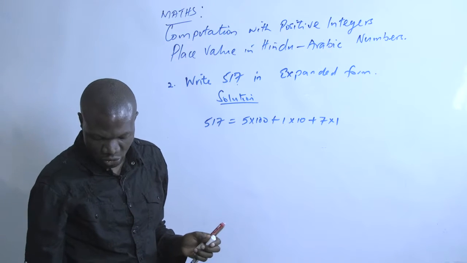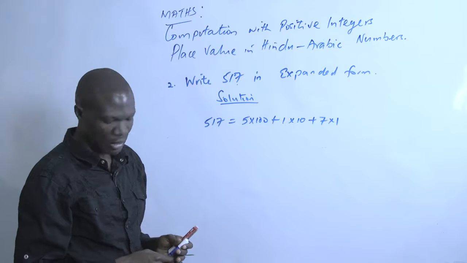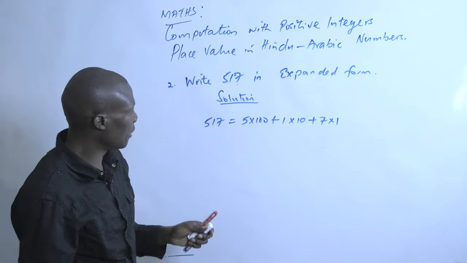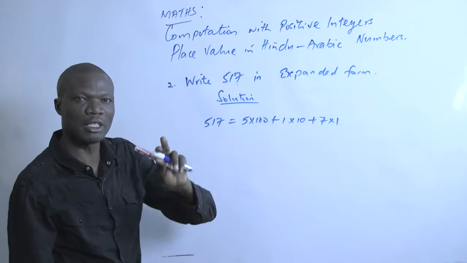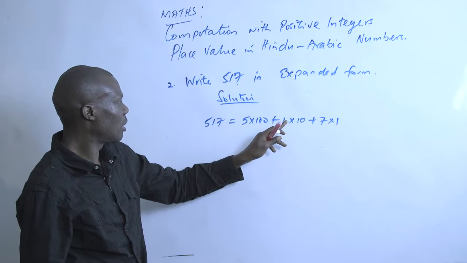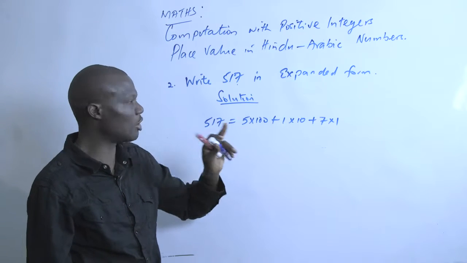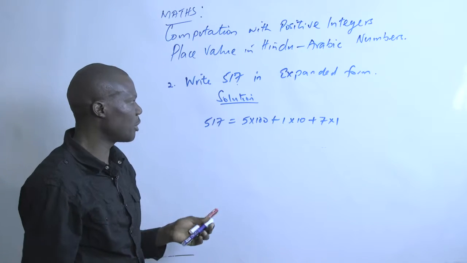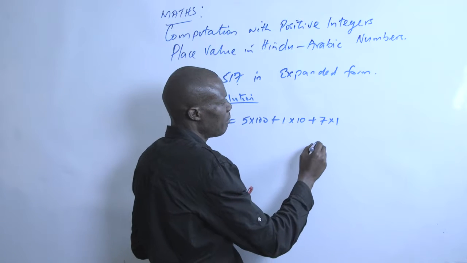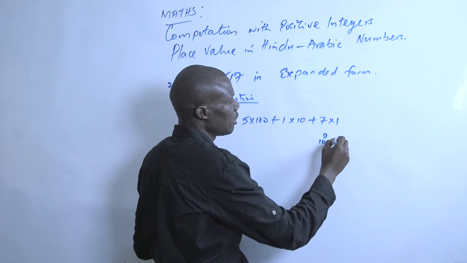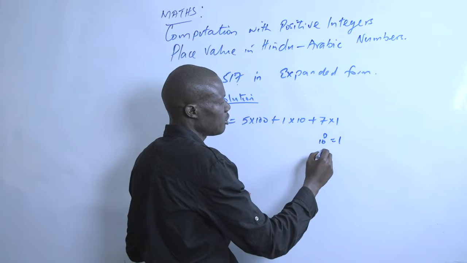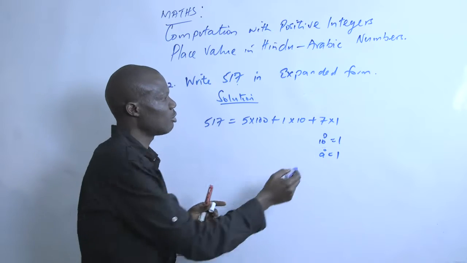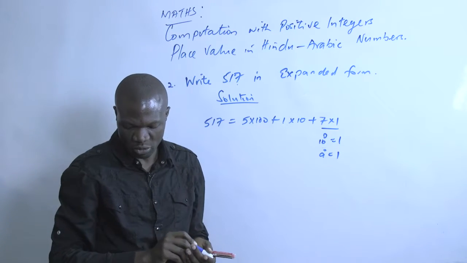So you need to write each digit separately and multiply by the appropriate power of 10. So 100 is the same as 10 raised to the power of 2. 10 is the same as 10 raised to the power of 1. And 1 is the same as 10 raised to the power of 0. Why we say that is because any number like a raised to 0 is always 1. A number raised to 0 always gives us 1. That's why we have 7 times 1.